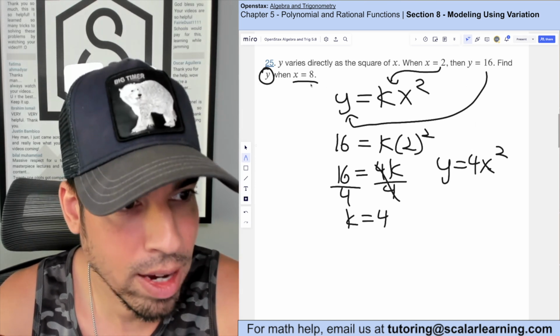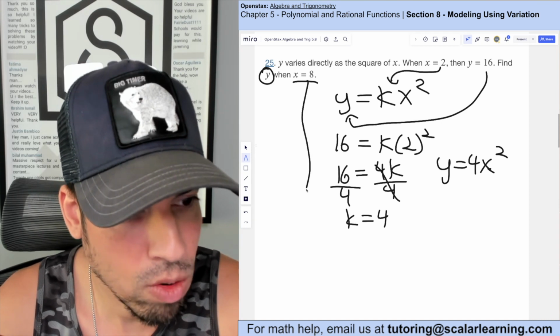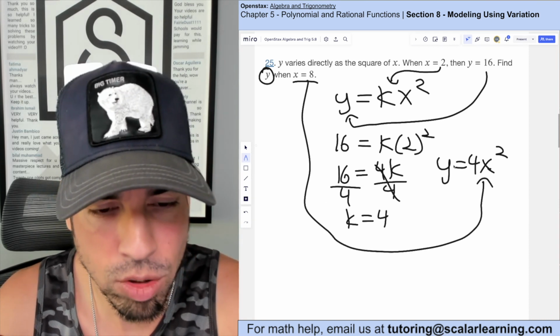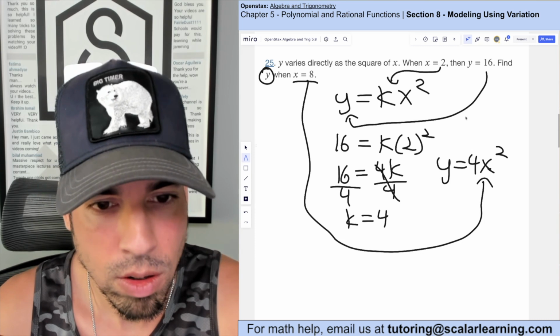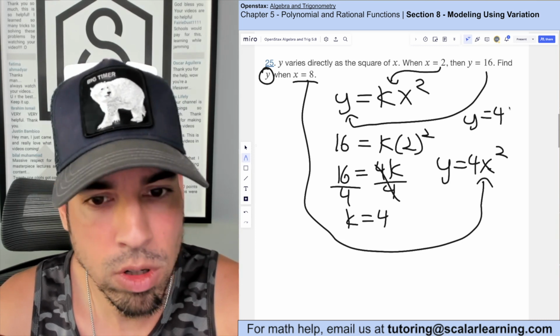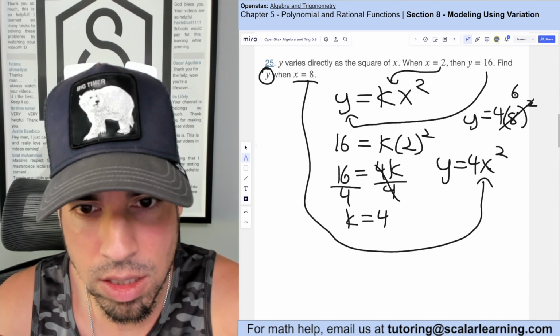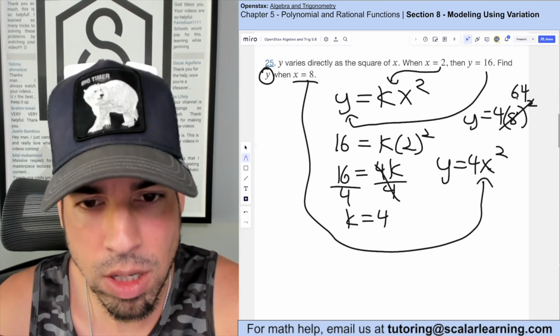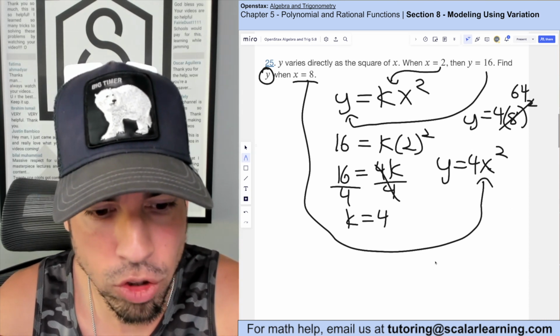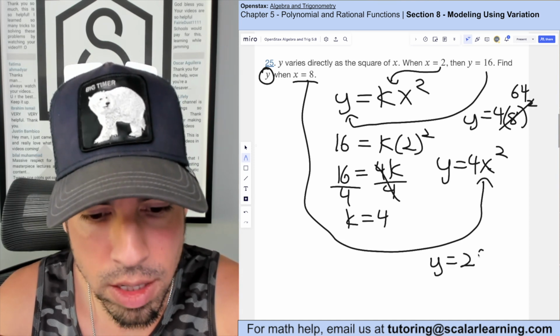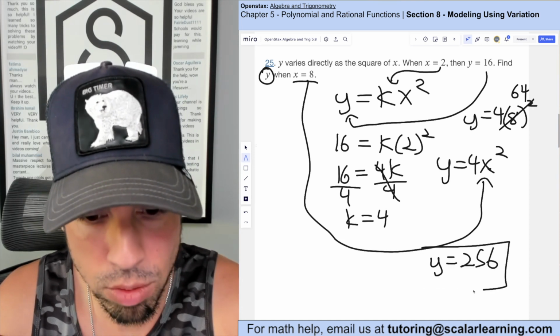Find y when x equals 8. Because now I can take that 8 and I can plug it into our nice equation. And we get y equals 4 times 8 squared. 8 squared is 64. And then 4 times 64 is 256. So y equals 256. Boom, done.